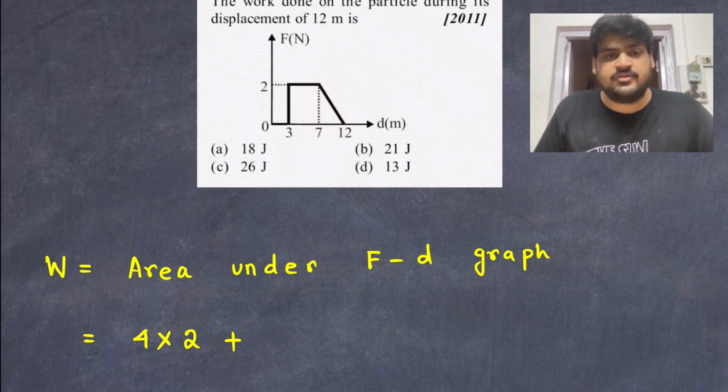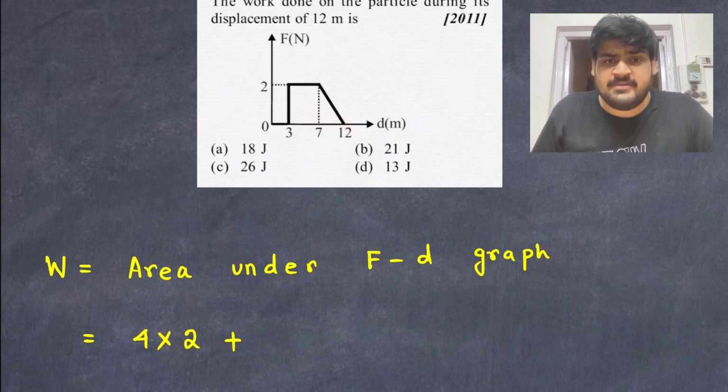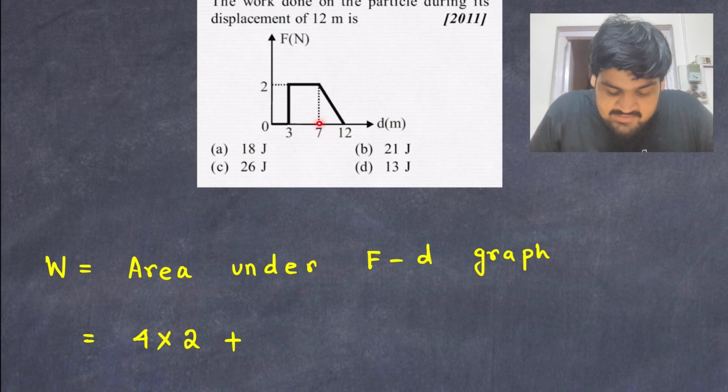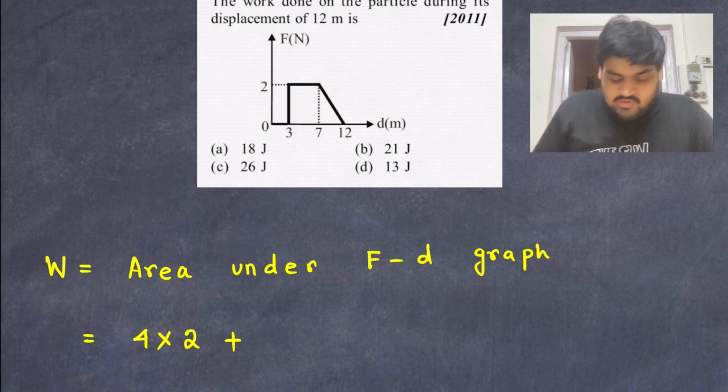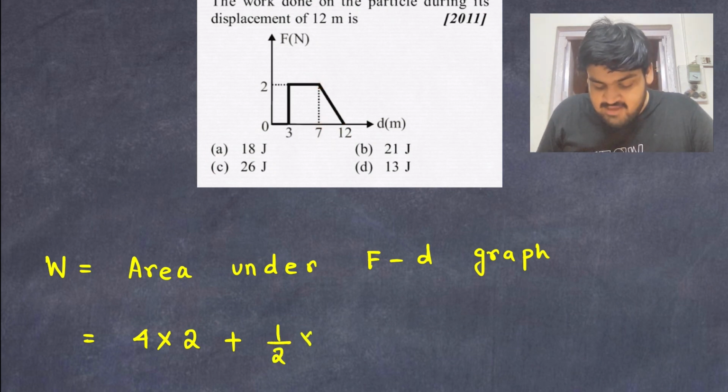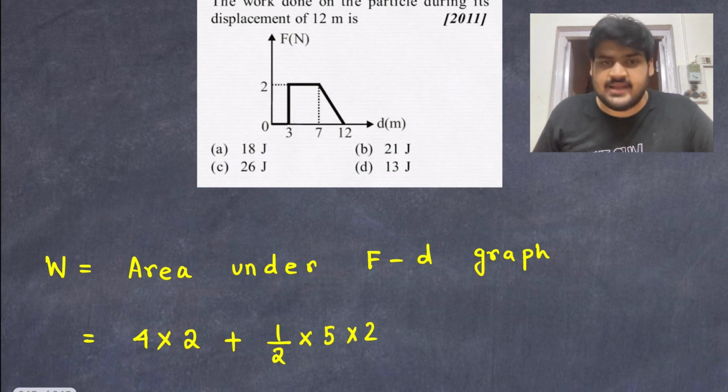Half into base into height, right? So the base is spanning from 7 to 12, so that means the base is 5 units. And the height is spanning from 0 to 2, so height is 2 units. So half into base, 5, into height, 2. So that means this will be the total area under the graph.